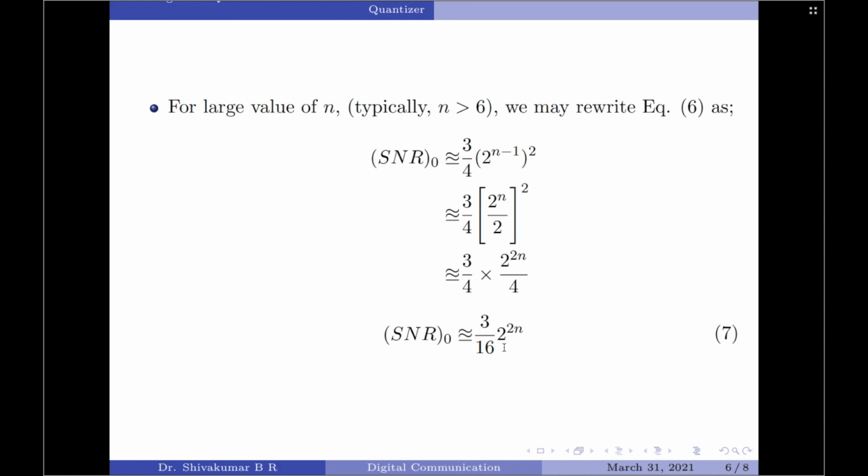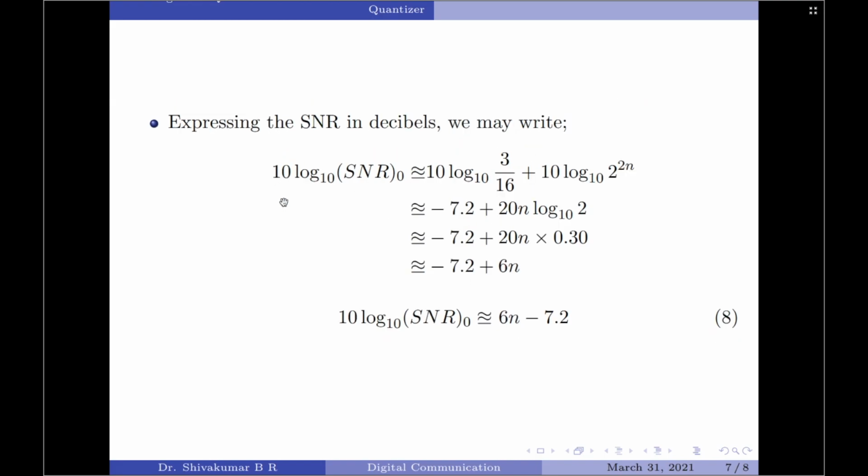Quite commonly, we express the SNR in terms of decibels. So in order to express this expression in terms of decibels, let us apply 10 log 10 to both the LHS as well as the RHS. This gives us 10 log 10 of SNR output is approximately equal to 10 log 10 of 3 divided by 16 plus 10 log 10 of 2 to the power of 2n. Now 10 log 10 of 3 by 16 is minus 7.2 plus, now we will take this 2 power 2n term here. So it will be 10 multiplied by 2n, which is 20n, into log 10 of 2, which is 0.3. Upon further simplification, we get it to be 6n. So upon rearranging this equation, I get a final expression for the SNR output in terms of decibels for a mid-thread quantizer as 6n minus 7.2. Please note this is in terms of decibels.